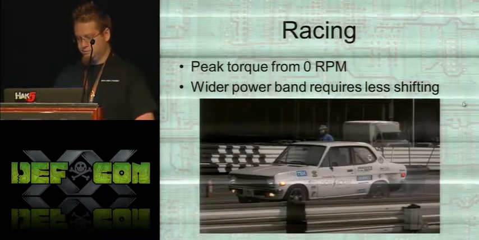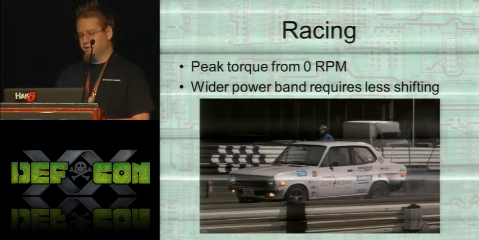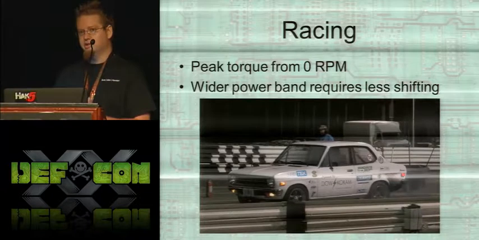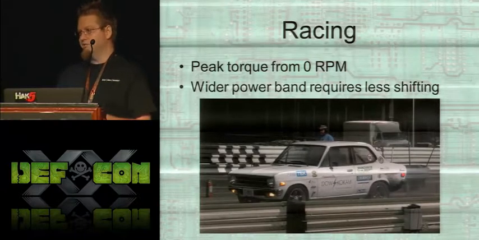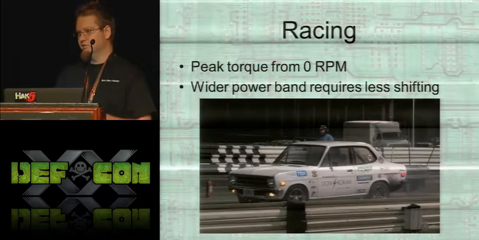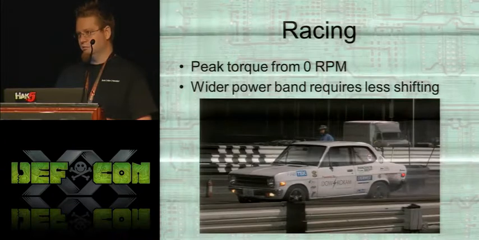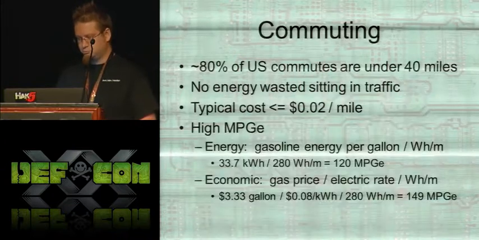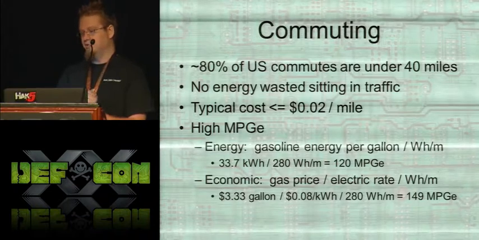Racing, people love them there too. You have peak torque from 0 RPM and a wide power band, so you don't have to shift much. With my car, it's a manual transmission, but I never shift it. I just leave it in second, and I can do 0 to 45, no problem, in second. And if I want to shift into third or fourth, then I can do up to 70. So my favorite use is commuting. 80% of U.S. commutes are under 40 miles.